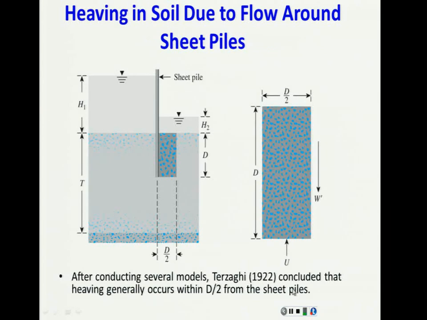So Terzaghi in 1922, after conducting so many experiments, determined that the heaving generally occurs at the distance D/2 from the sheet pile, where D is basically the depth of the sheet pile here. So this is going to be the critical heaving zone. It's D by D/2, but remember that D is the depth of the sheet pile in this portion.